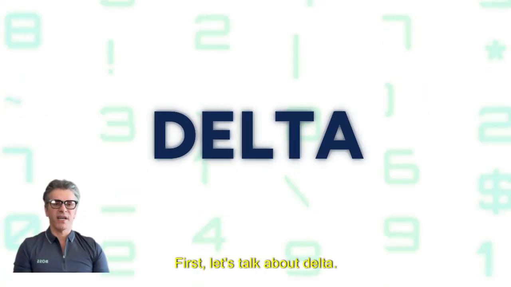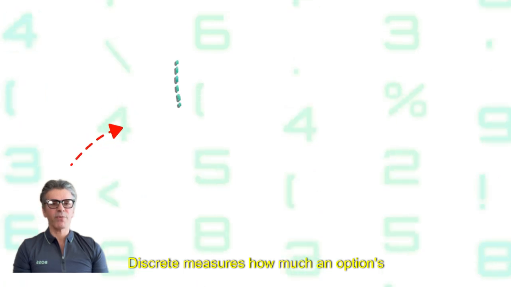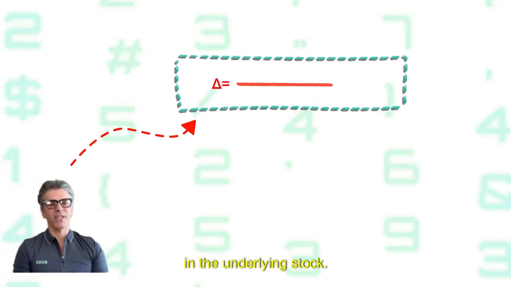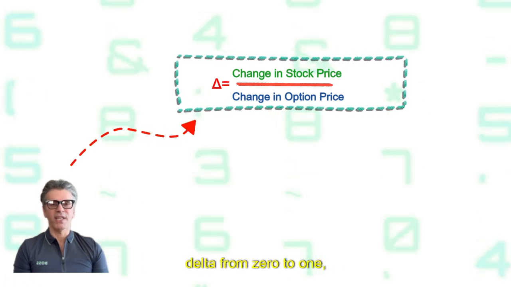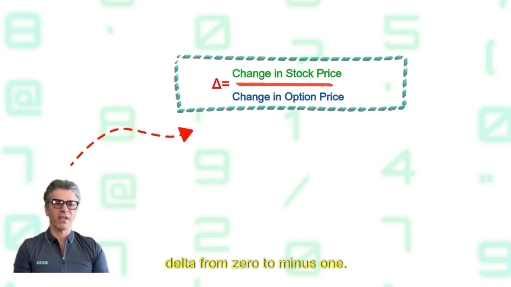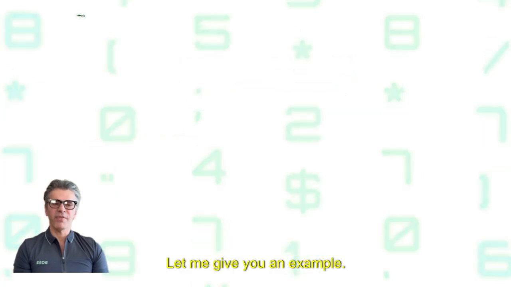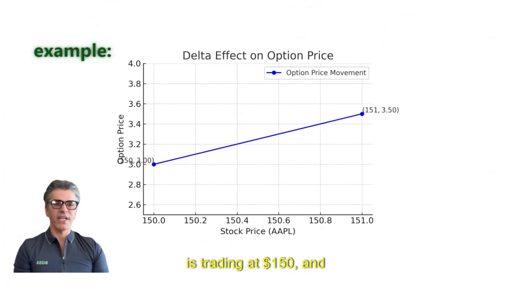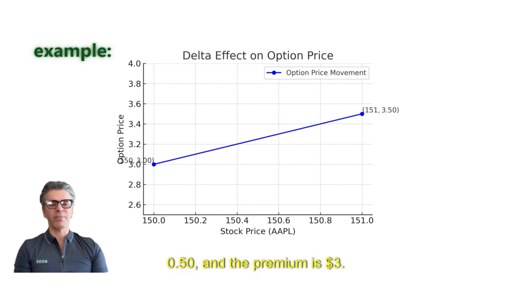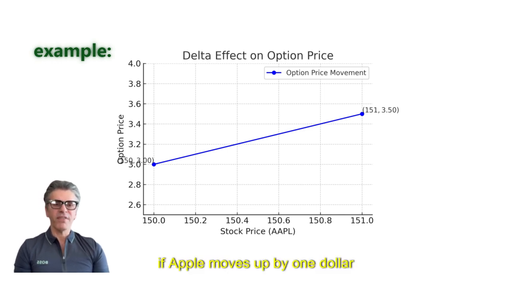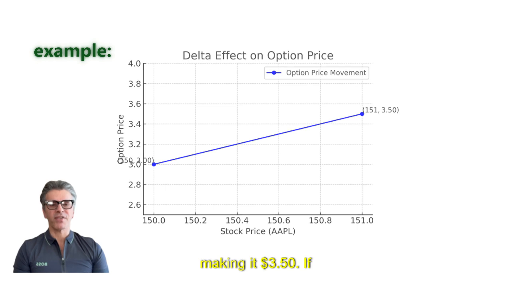First, let's talk about delta. This Greek measures how much an option's price changes for a dollar move in the underlying stock. Usually, call options have a positive delta from 0 to 1, and put options have a negative delta from 0 to -1. Let me give you an example. Imagine Apple is trading at $150 and you buy a call option with a strike price of $155. The delta is 0.50 and the premium is $3. Now, if Apple moves up by $1 to $151, the option's price increases by 50 cents, making it $3.50.